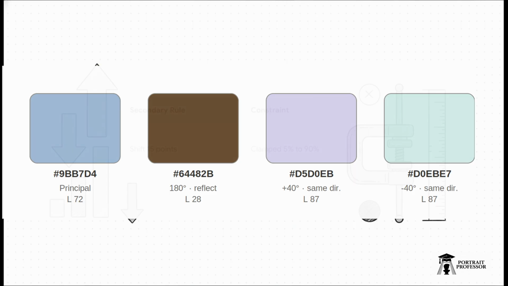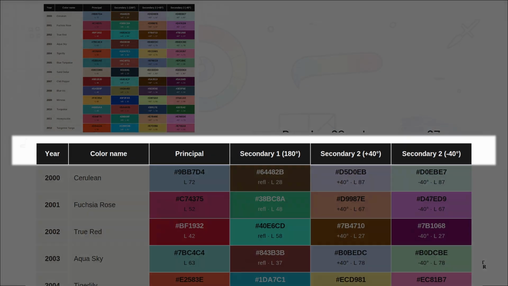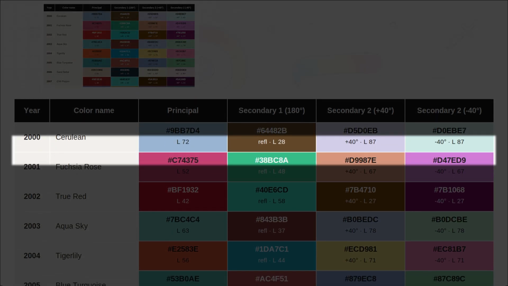But hold on. What happens if we want to shift lightness in the same direction instead of reflecting it? Well, we need a safety clamp. Think about it. If you have an extremely light principal color, like Cloud Dancer, which sits at 93% lightness, shifting it up another 15 points totally breaks the system, pushing you completely past 100% pure white. Our mathematical constraint acts as a failsafe, basically ensuring these secondaries are clamped securely between 5% and 90%, so your design never breaks.